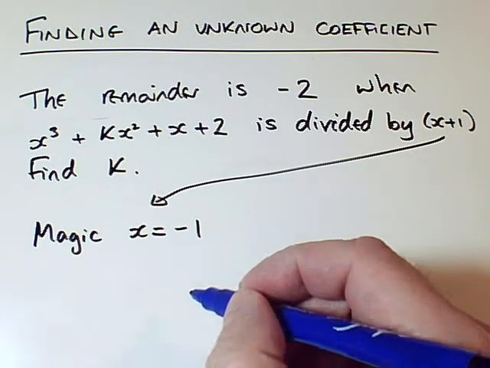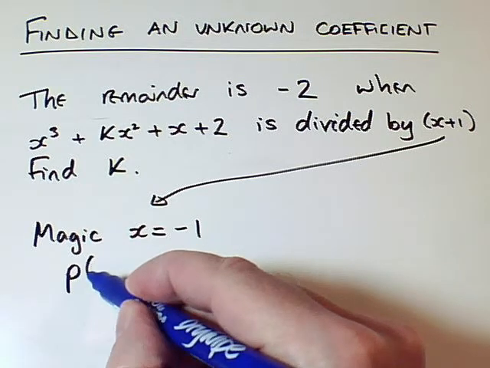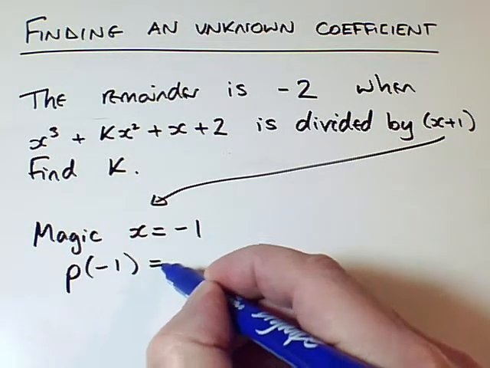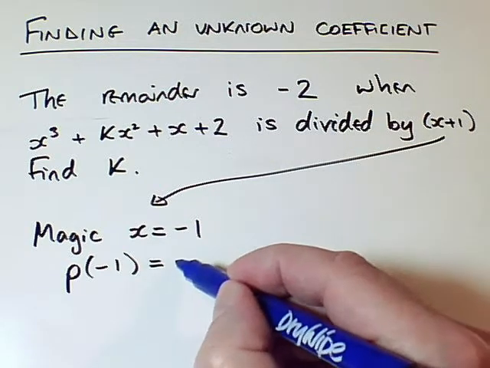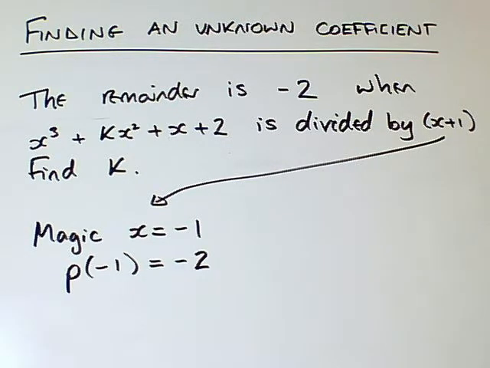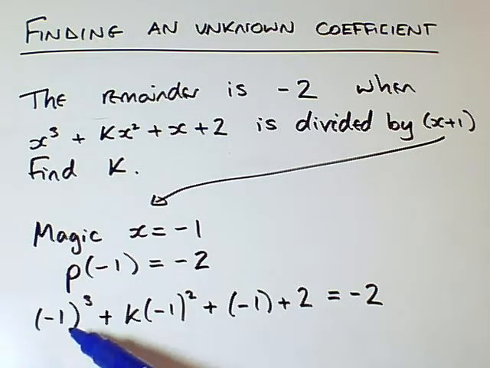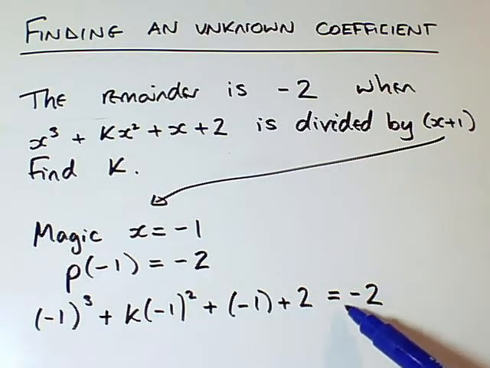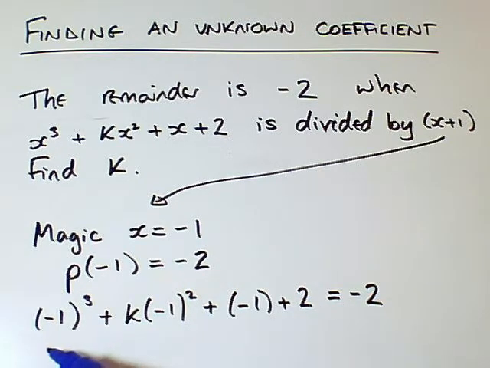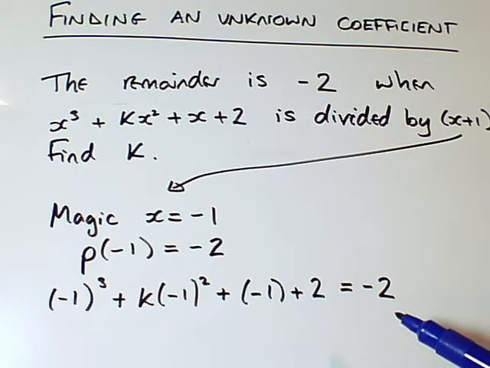And we're going to be putting this into the polynomial, so I'm going to be working out p of minus 1. But now I know that the answer will tell me the remainder, and I know that the answer has got to be minus 2, so I know what will happen. So I'm going to do it, and there'll be an unknown k in it. So I've plugged my minus 1 in for all the x's, and I haven't forgotten that the answer's got to be minus 2, so I've got an equation which, when I simplify it, is going to tell me k.